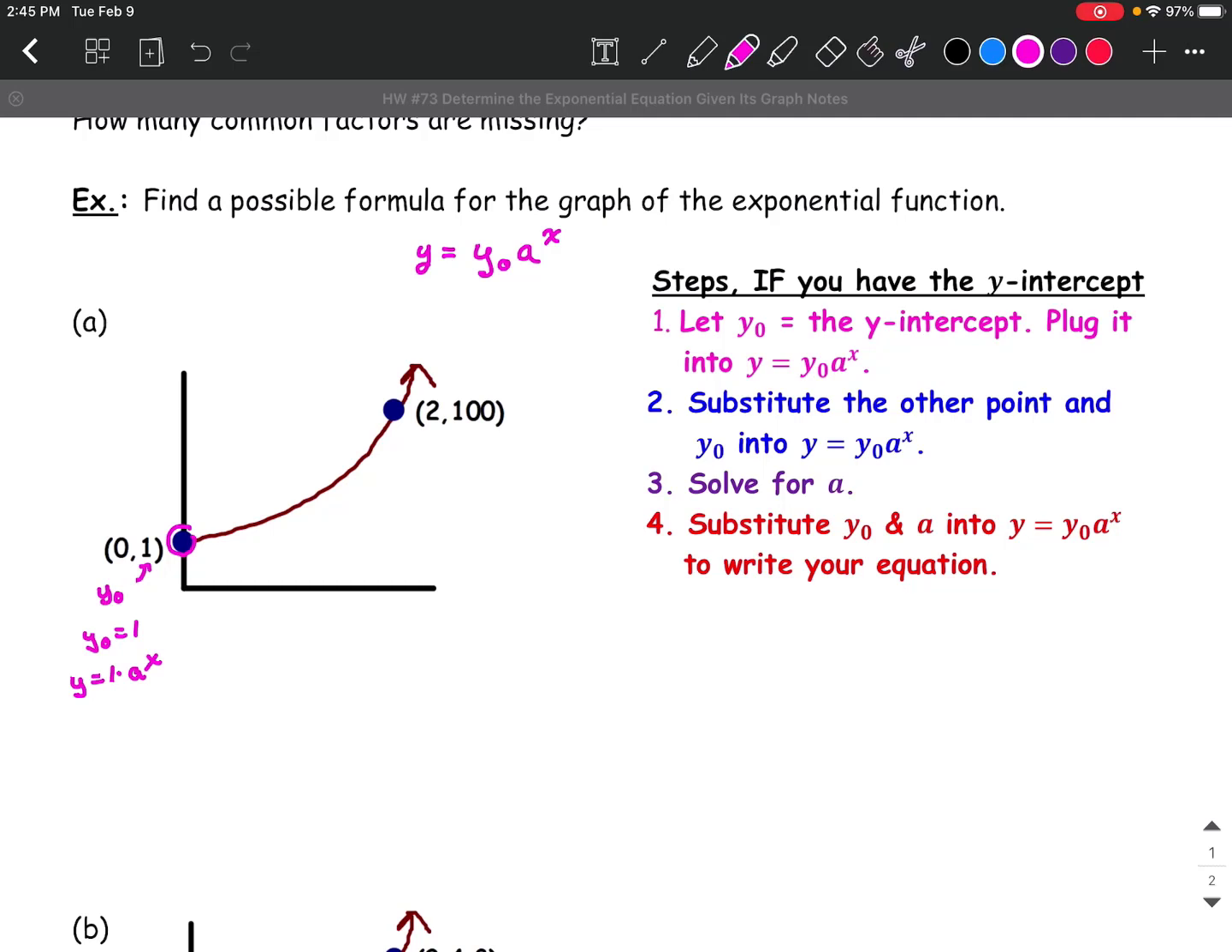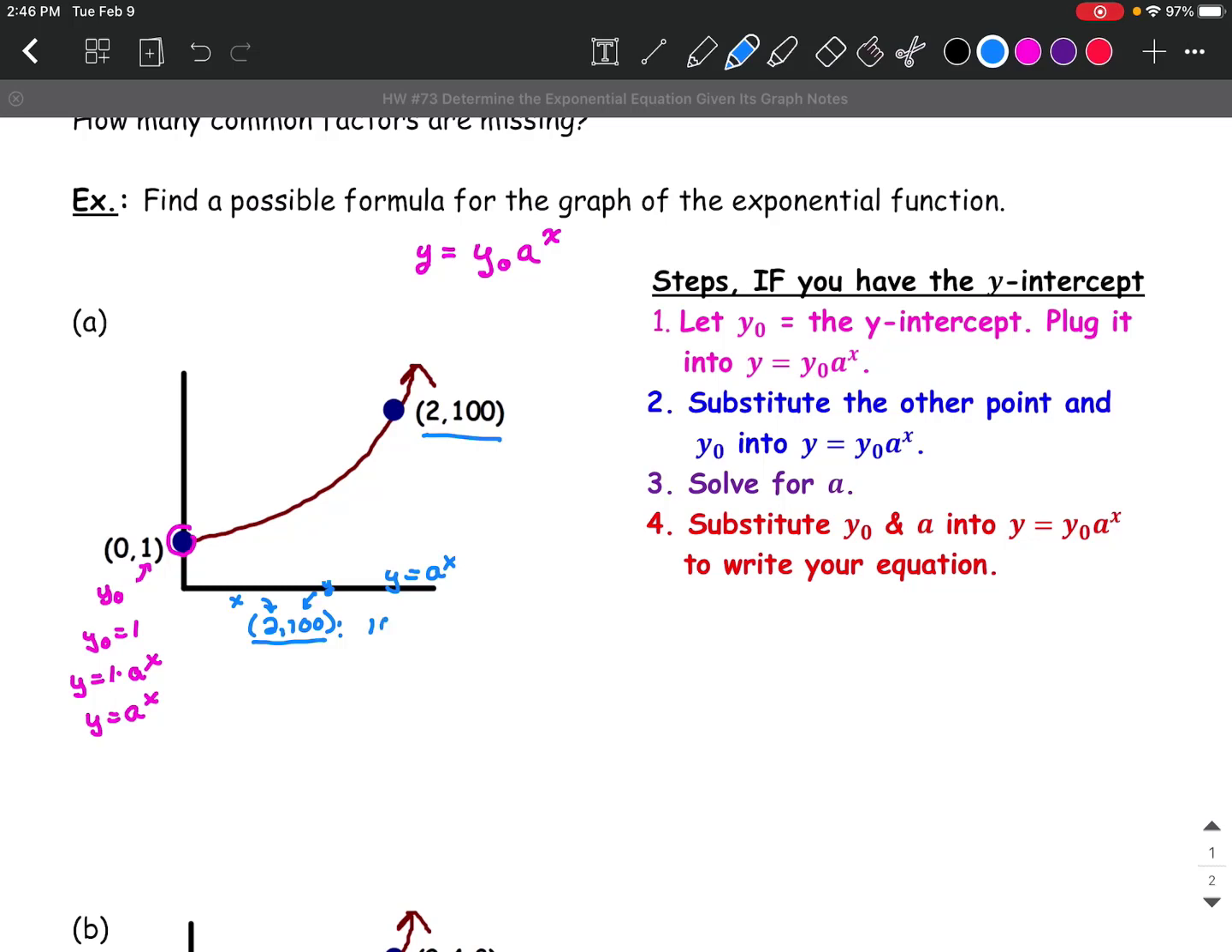Do we need to use the 1? No, when it's 1, we know this is just y equals a to the x. Now we need to find a, the growth factor. So the way we do that is we take this other point, 2, 100. If that is a point on the curve, then it works in the equation of the function. And x is the 2, and the 100 is a y value. So we're going to plug that into our y equals a to the x.